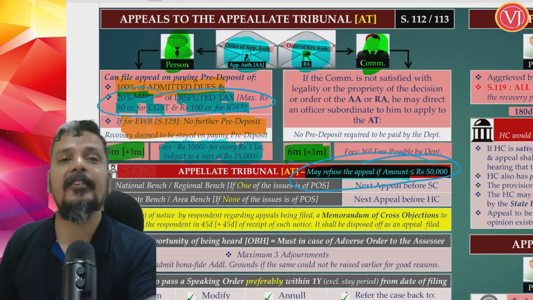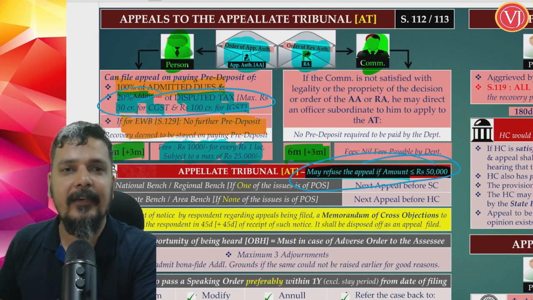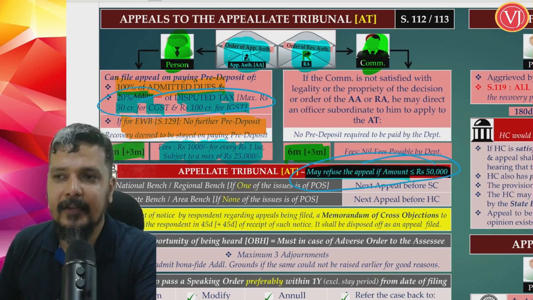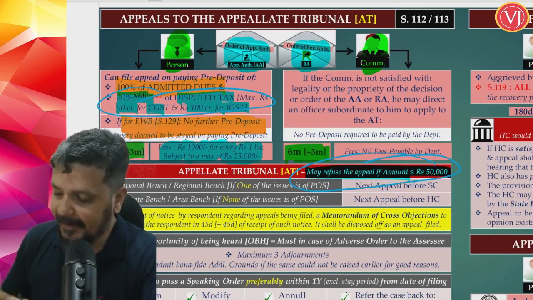But appellate, two special points we have now discussed. No fees in the first level, fees in the second level. No rejection in the first level, but there can be rejection of petty cases in the second level.